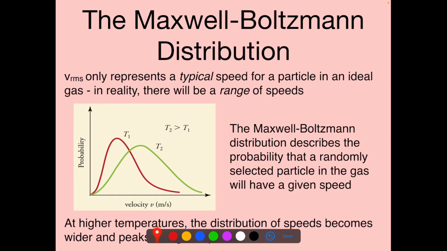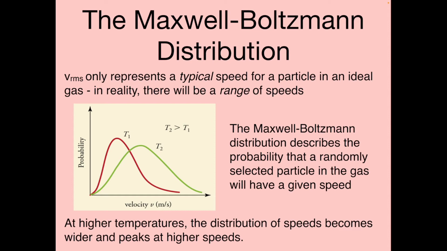And I want to just reiterate that VRMS only represents a typical or average speed for a particle in your ideal gas. In reality, there's going to be a whole range of different speeds within that gas. And so that's where the Maxwell-Boltzmann distribution comes in. Now, this is not something we're going to learn about in any mathematical detail. I'm basically going to just mention this and move on. And this is something you may see if you take more advanced physics.